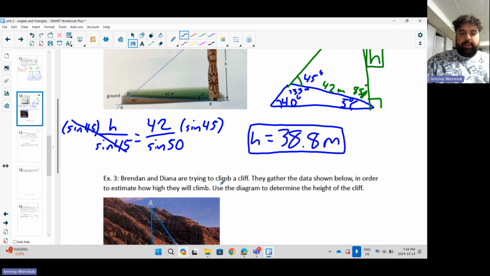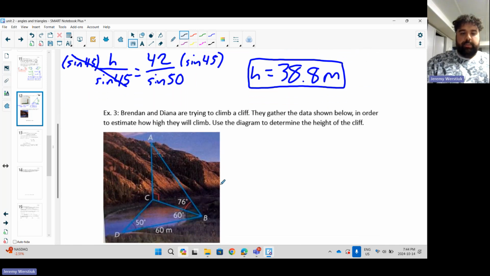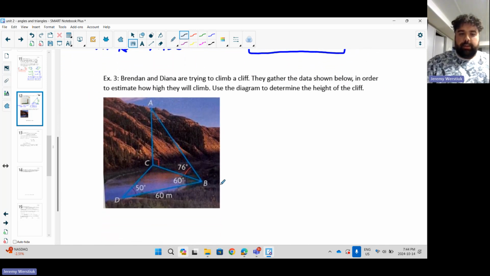Let's get to our last question here. This one involves sort of a 3D look. Looks like we've got a triangle here on the ground and then a triangle happening vertically with that shared side from B to C. Very interesting. All right, so let's read and see what we're trying to find.